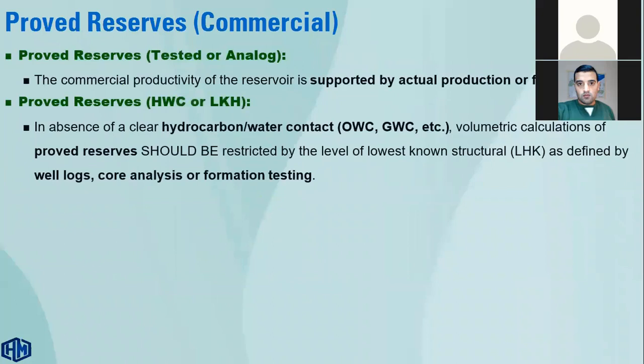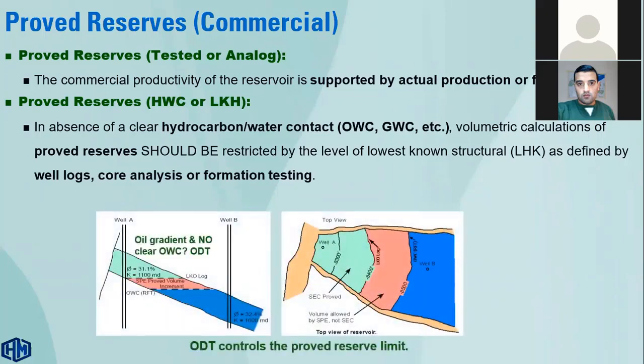So for proved reserve, the calculated reserve must be supported by actual production or formation test. And if we have no clear hydrocarbon water contact, the proved area must be limited to the limit of the lowest known hydrocarbon. As you can see, we have two wells.